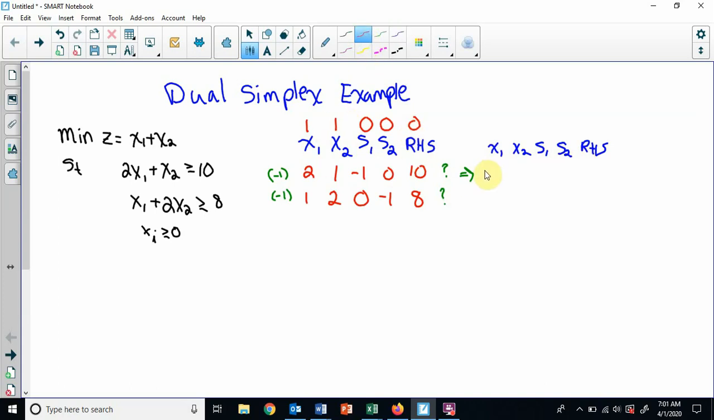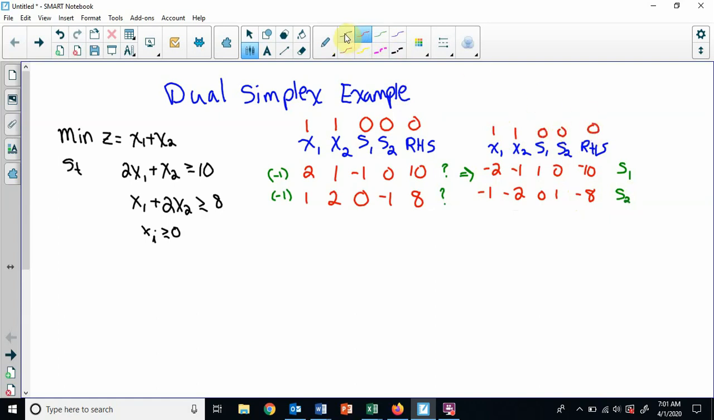So let's see. Negative 2, negative 1, 1, 0, negative 10, and we'll call this slack 1 now. Slack 1. Let's see. Negative 1, negative 2, 0, 1, negative 8. And we'll call this one slack 2 now. And the costs have not changed.